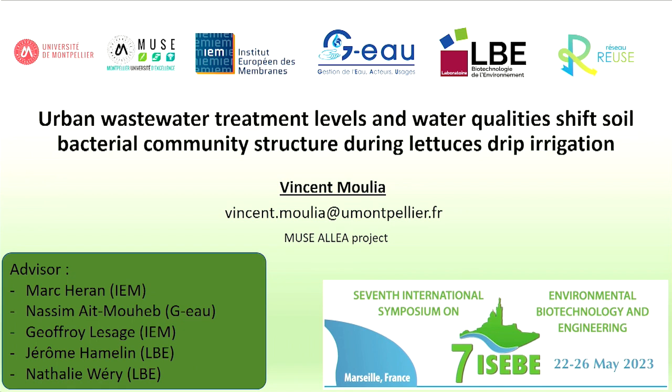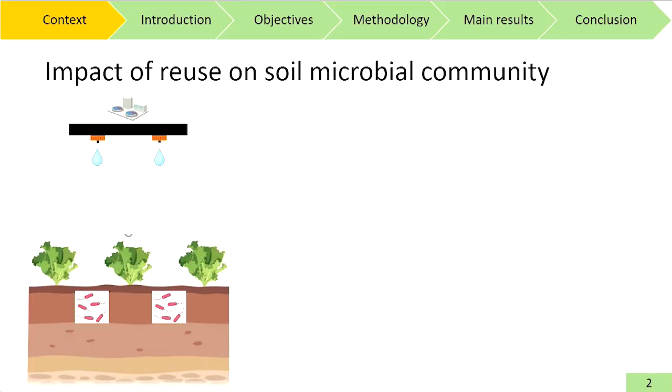So now a little bit of context. Some areas in the world are facing severe water stress, and it is increased by the combination of several factors, such as population growth and also water demand, and more particularly in the field of agriculture. So to face this problem, reclaimed wastewater reuse is one of the solutions.